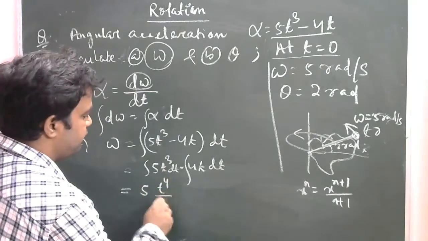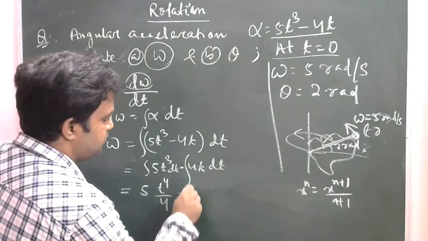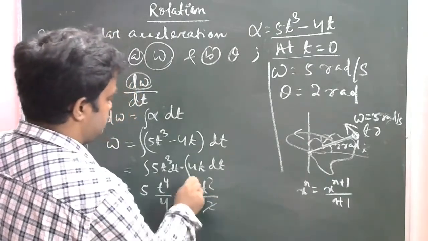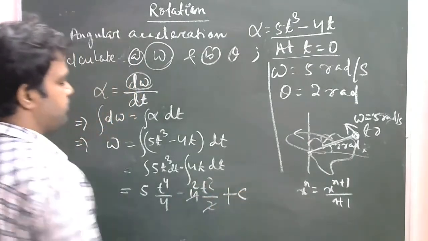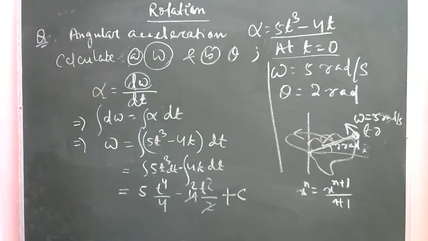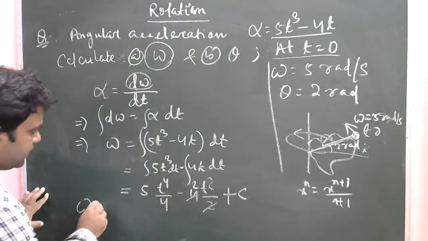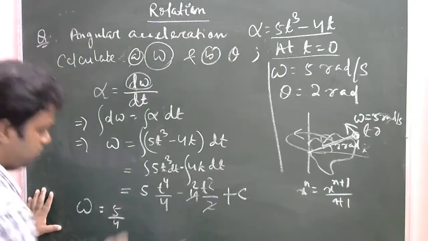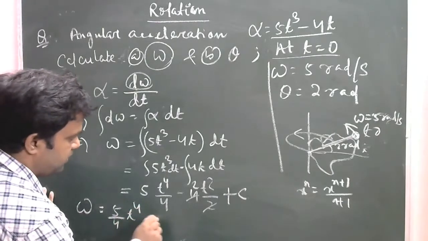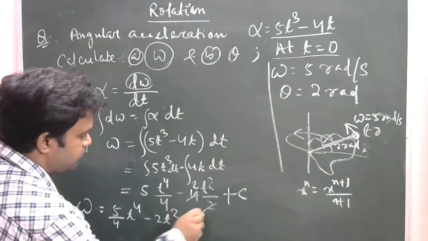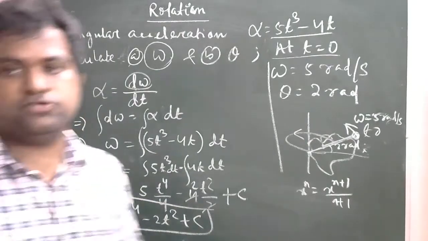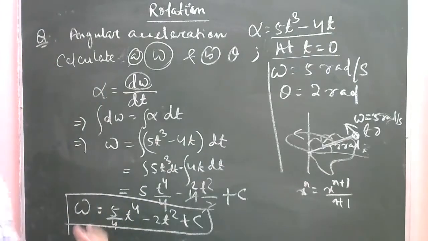This is t to the power 4 by 4 minus 4, this is power 1, so t square by 2, 4 and 2 cancel, and plus c will come, one constant will come. So what we got? We got omega as 5 by 4 t to the power 4 minus 2t square plus c. This is what we got here, omega, the angular velocity.